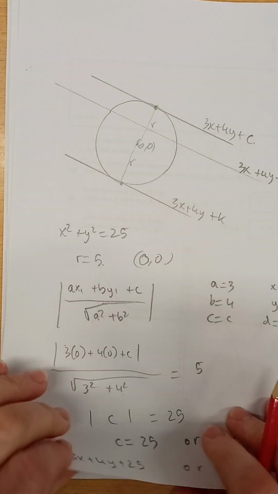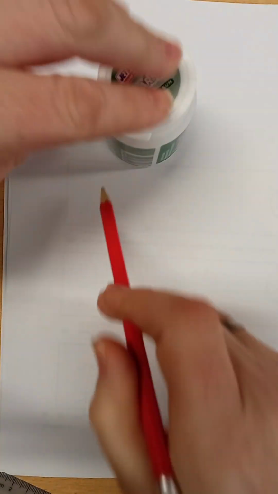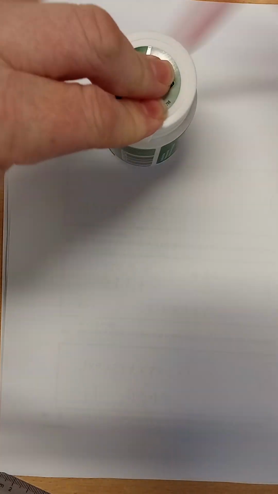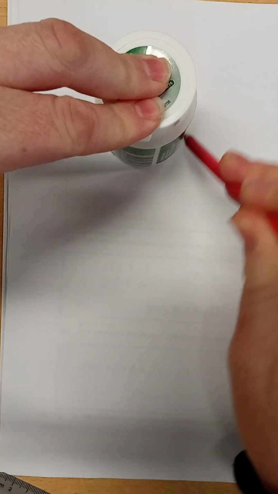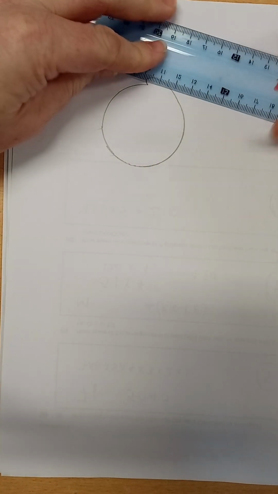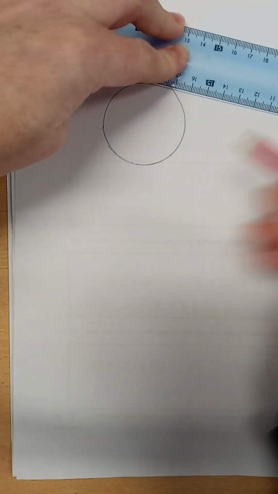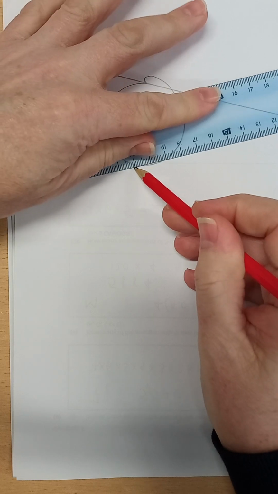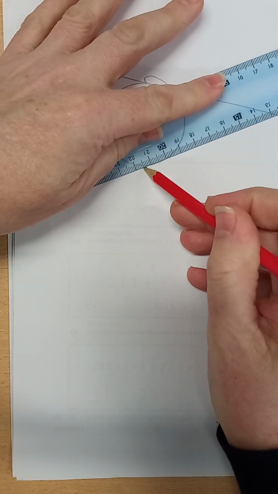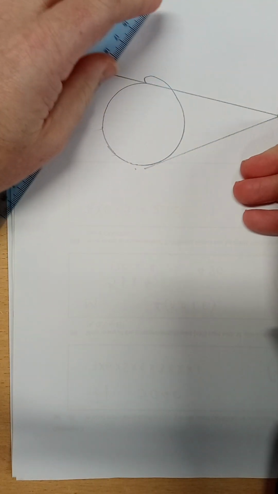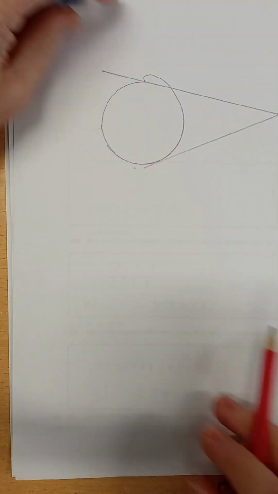Now, let's have a look at the third scenario with tangents. What happens, and this is probably the weirdest one, apologies for the world's worst circle, what happens if you have tangents that do this? They meet somewhere at a point. Okay, so how do we deal with tangents that meet at a point?